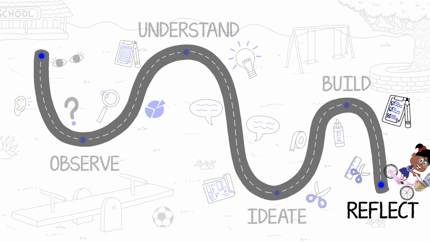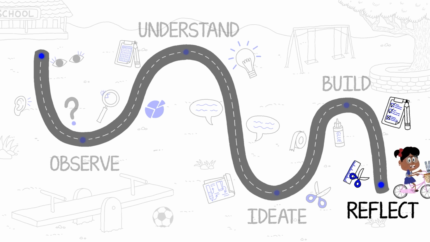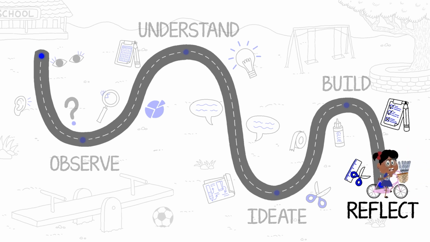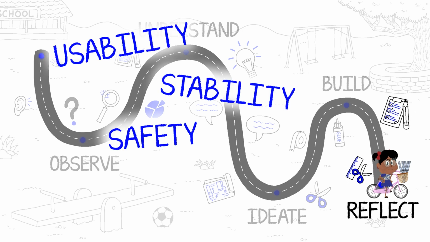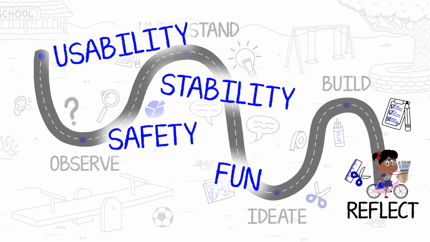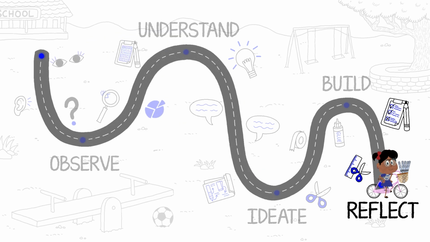In this phase, gather feedback on the solution from people you are designing for. Evaluate for factors like usability, stability, safety, fun, etc. Reflect on the feedback and implement changes to arrive at the final product, just like what Aisha and her friends did.